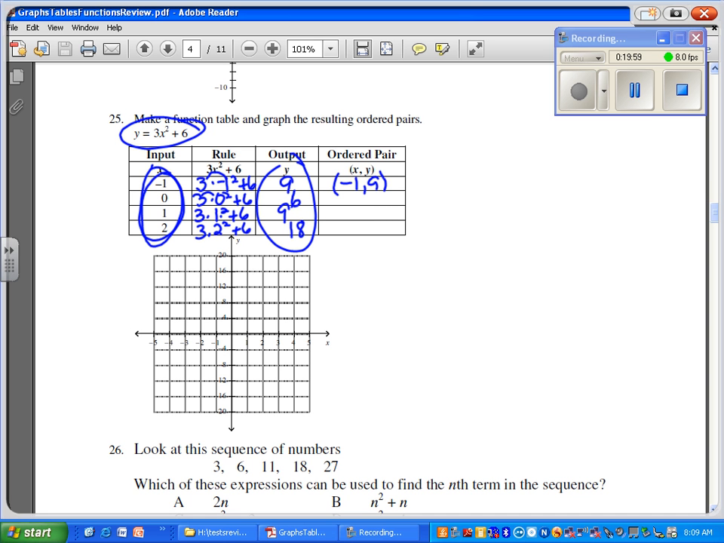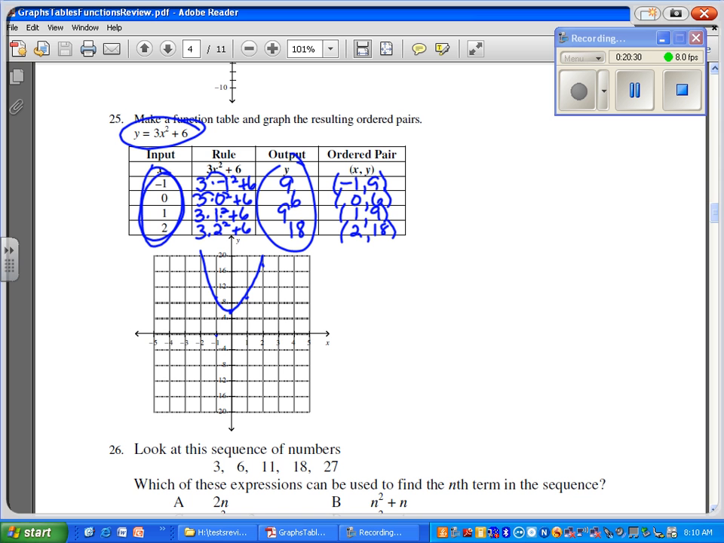That's all I have to do here is put those together, and it creates ordered pairs that I can graph. And so we'll graph it on here. We've got (-1, 9). So we go to -1, and then we go up 9, which is about right here. We go (0, 6). So (0, 6) is going to be right here. Remember, our 0 is our x, so we're staying right there, and then we go up 6. And then (1, 9) is going to be right there, and then (2, 18) is going to be right there.